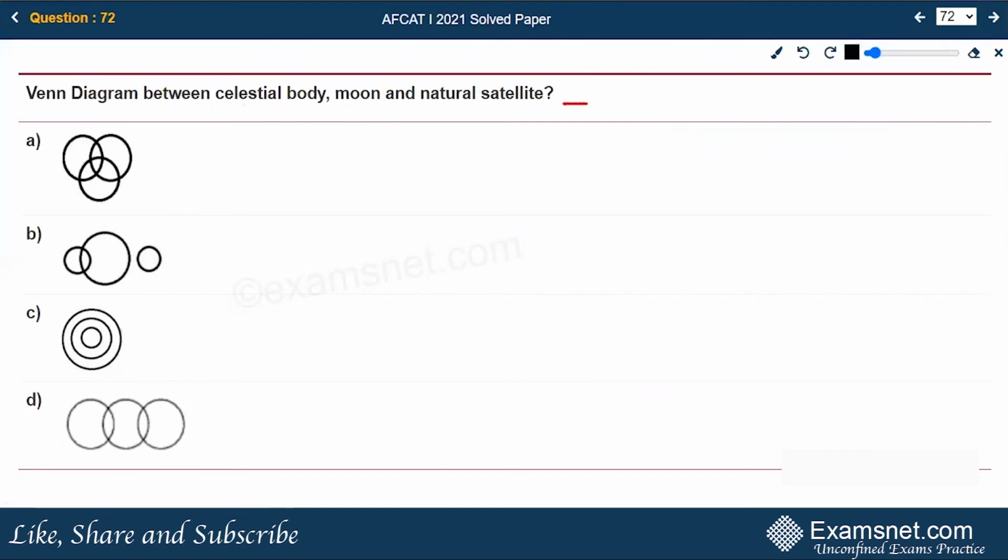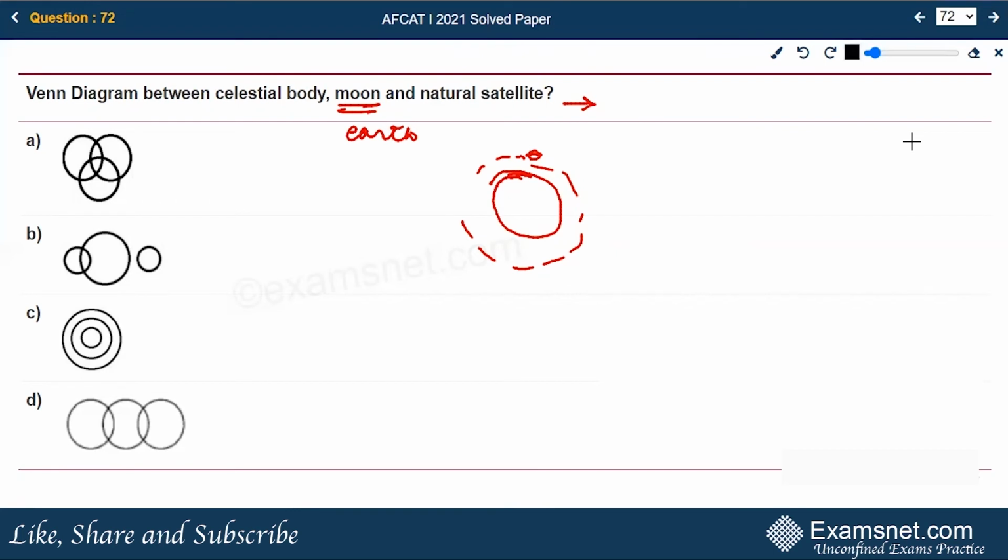It is a celestial body in space that orbits around a larger body. Any smaller celestial body which revolves around a larger one is called a natural satellite. The Moon is a natural satellite of Earth because it orbits around the planet Earth.